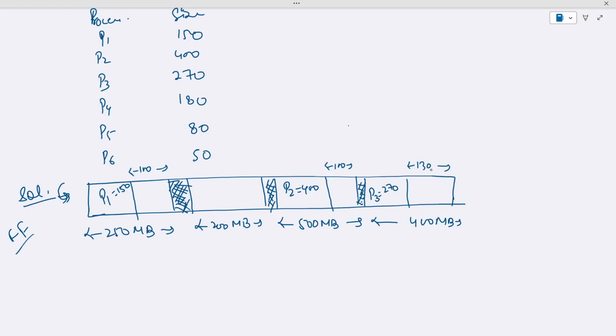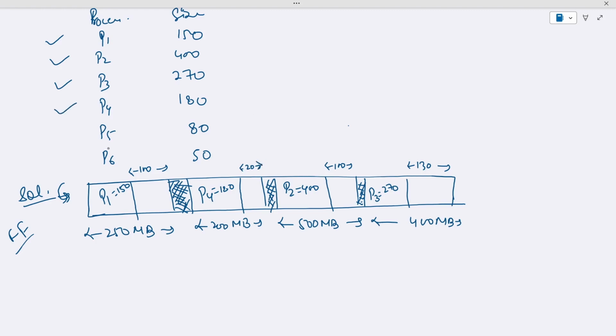130 MB of space is left. So P1 is completed, P2 is completed, P3 is completed. Now it's time for P4, 180 of space. Start from the starting, 100 MB, P4 cannot occupy this. Now on the second block, 200 MB of space and P4 size is 180. So definitely P4 gets this space, 180. Now the space left is 20. 20 space left.